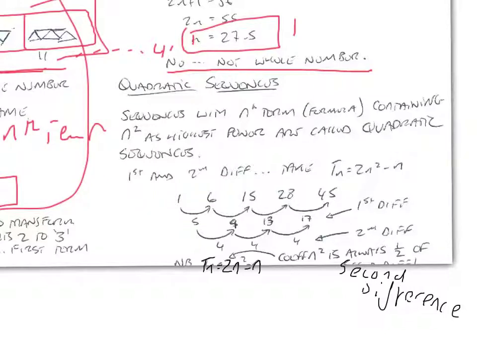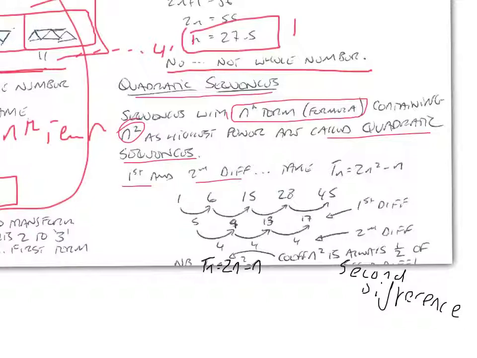Okay, let's look at quadratic sequences. When we look at their nth term rule or formula, quadratic sequences contain n squared as the highest power of n. And we're going to take a look at this notion of first and second difference. So let's say we have a quadratic sequence whose nth term rule is Tn equals 2n squared minus n.